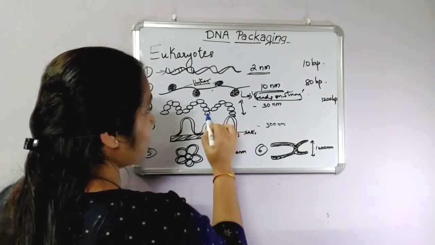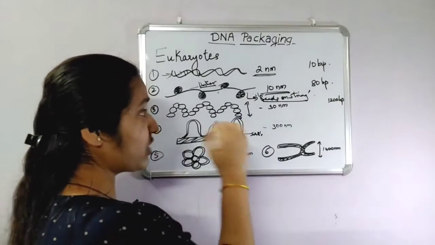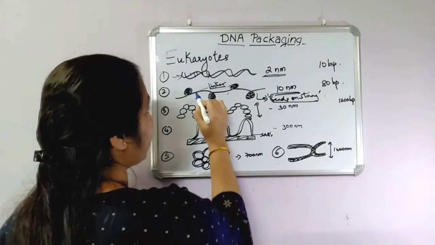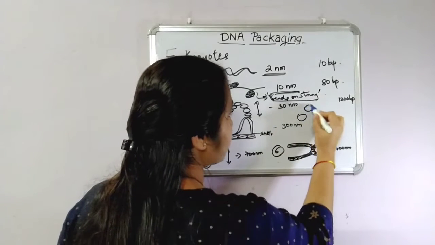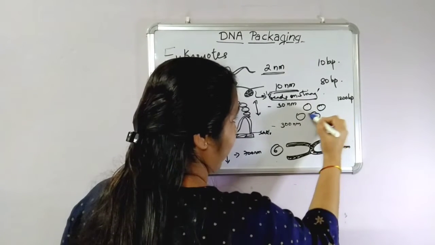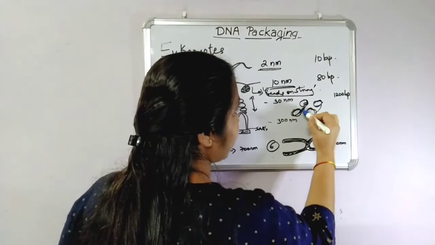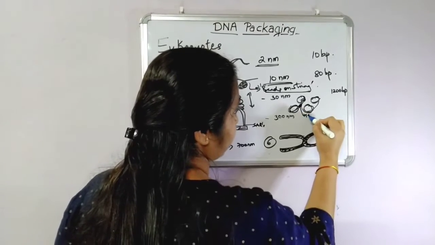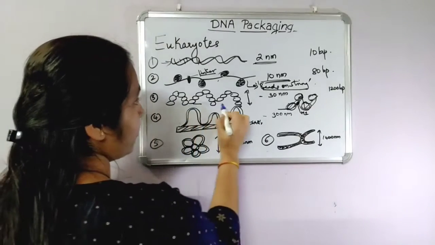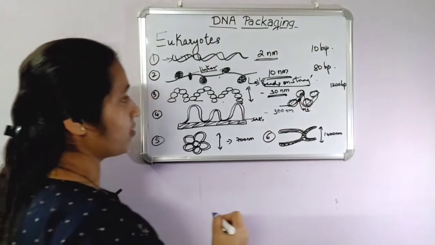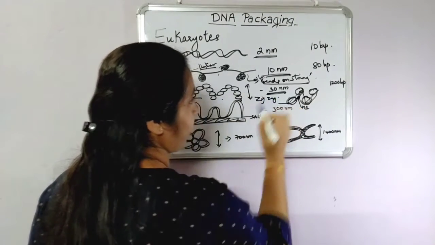Then comes the role of the linker histone, that is H1. The H1 histone protein will be attached to these linker DNA molecules and will lead to much more compaction. It will form a zigzag, and therefore this 30 nanometer fiber model is called the zigzag model, also called the solenoid model.